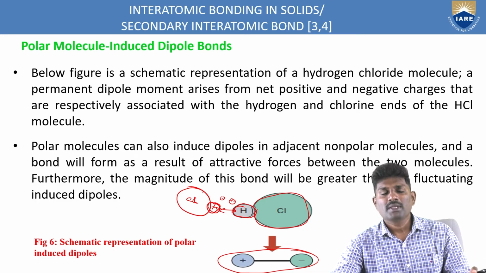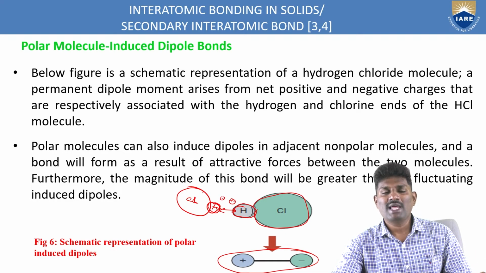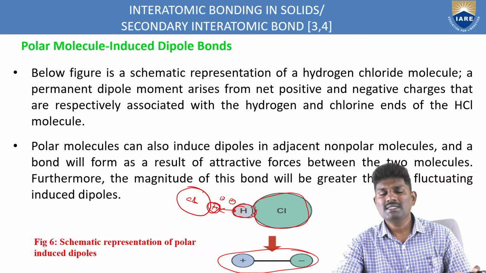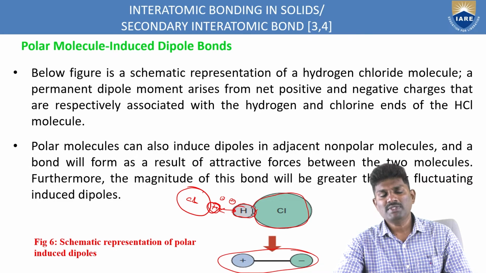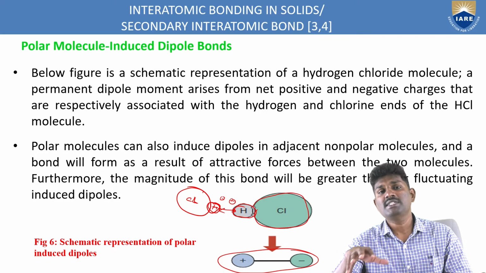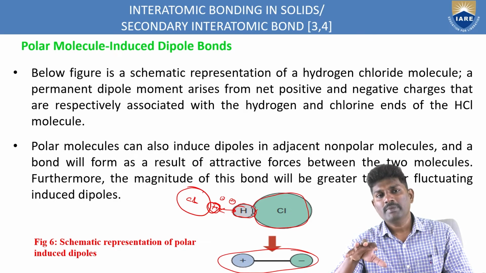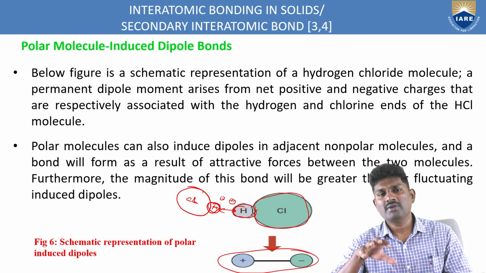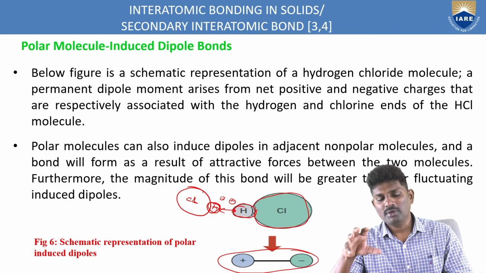Some materials will be covalent in nature, but in some cases the materials have fluctuating dipoles or polar molecular dipoles. We have to identify how to differentiate these two based upon how the atoms are changing and what the bonding energies are. Based upon that, you have to select a good material.